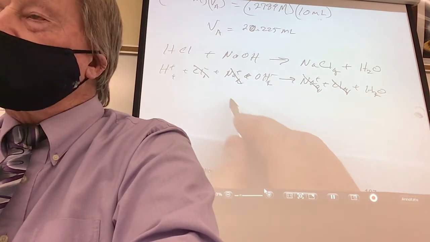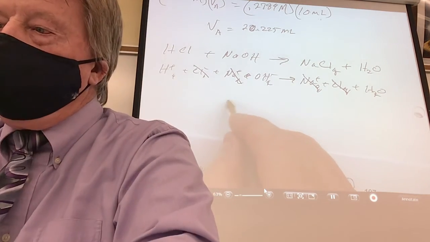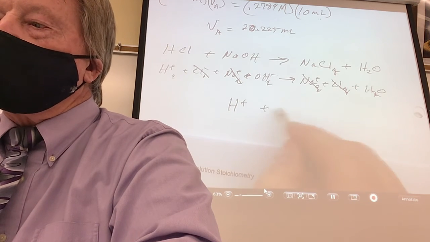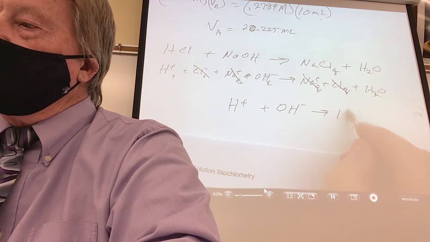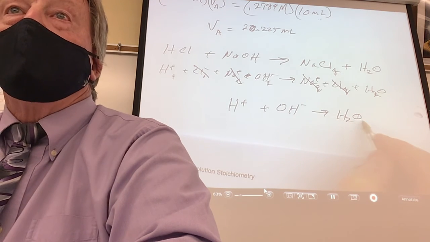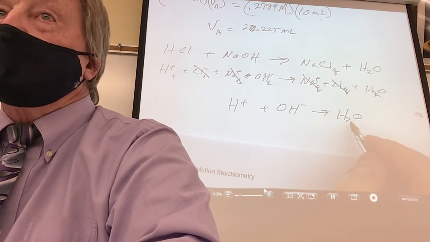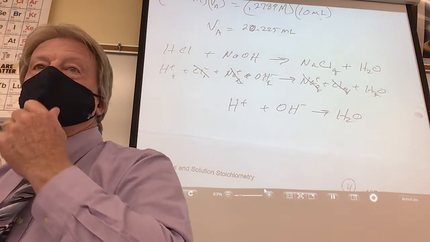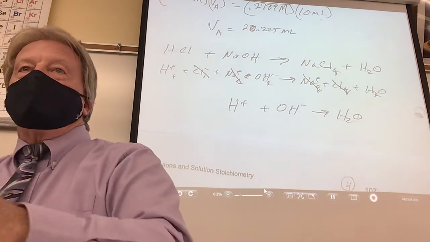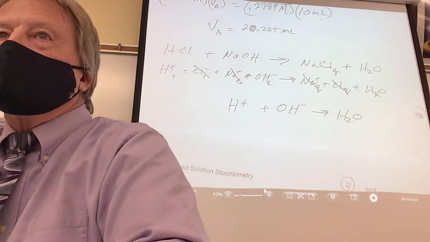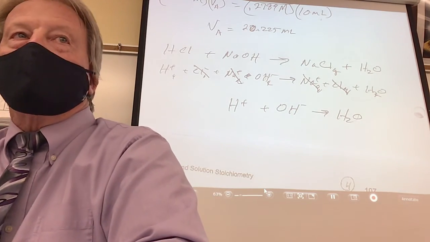What was the only chemistry that took place here? Hydrogen ions reacted with what? And yield what? Which is neutral. Neutralization. This is the net ionic equation for neutralization. Now, here's my question. Why does this work? Why does this equation work?